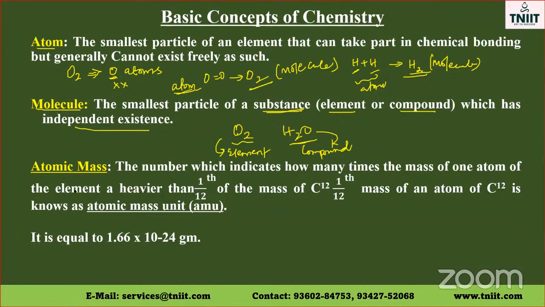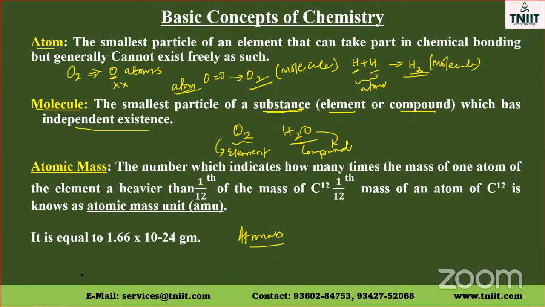Now we have to learn atomic mass, molecular mass, all that. Now, what's the definition of an atomic mass? How do we define atomic mass? So atomic mass is defined as the number which indicates how many times mass of one atom of the element is heavier than 1/12 the mass of carbon-12 isotope, or carbon-12 mass of an atom of carbon-12 is known as atomic mass unit. Now, atomic mass can be just defined as mass of an atom.